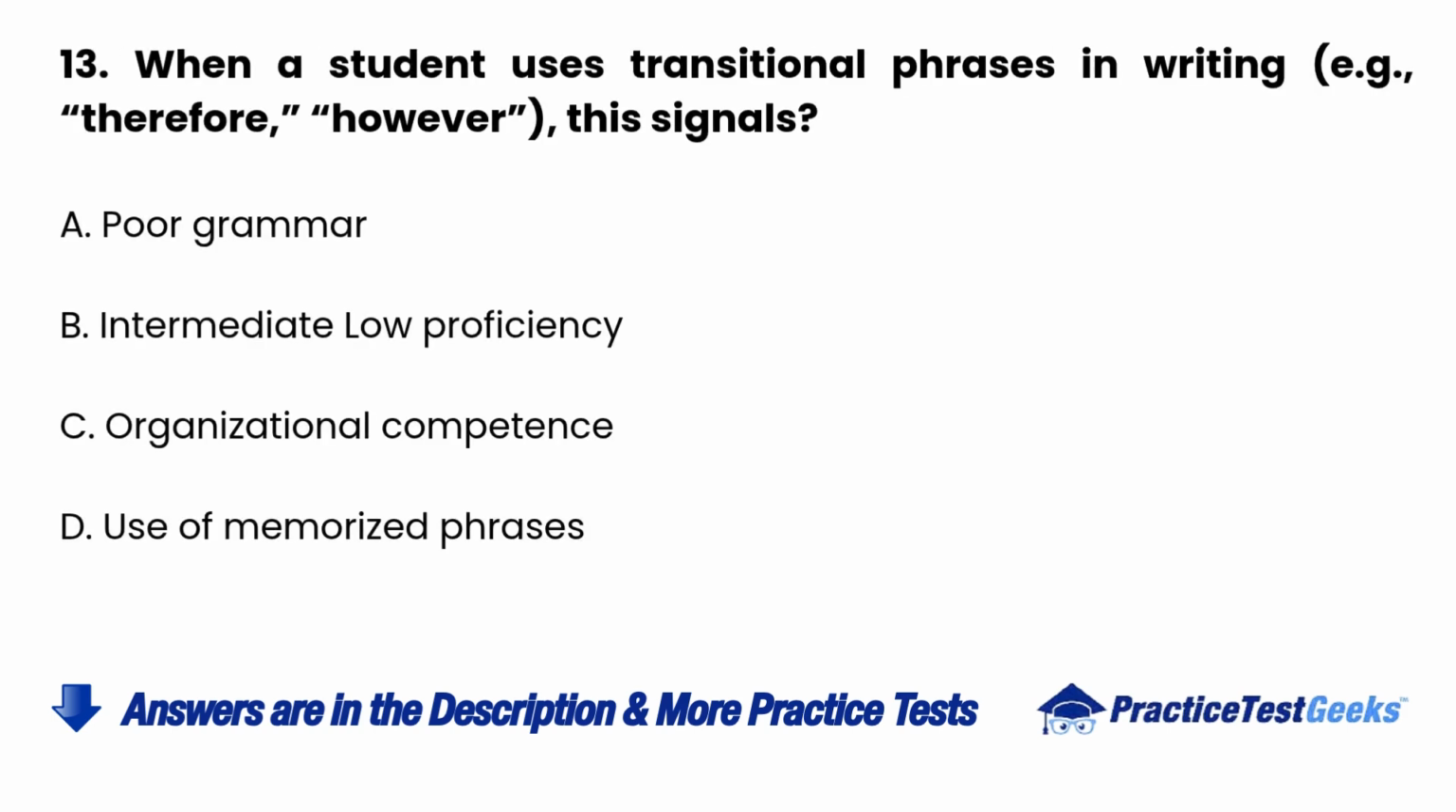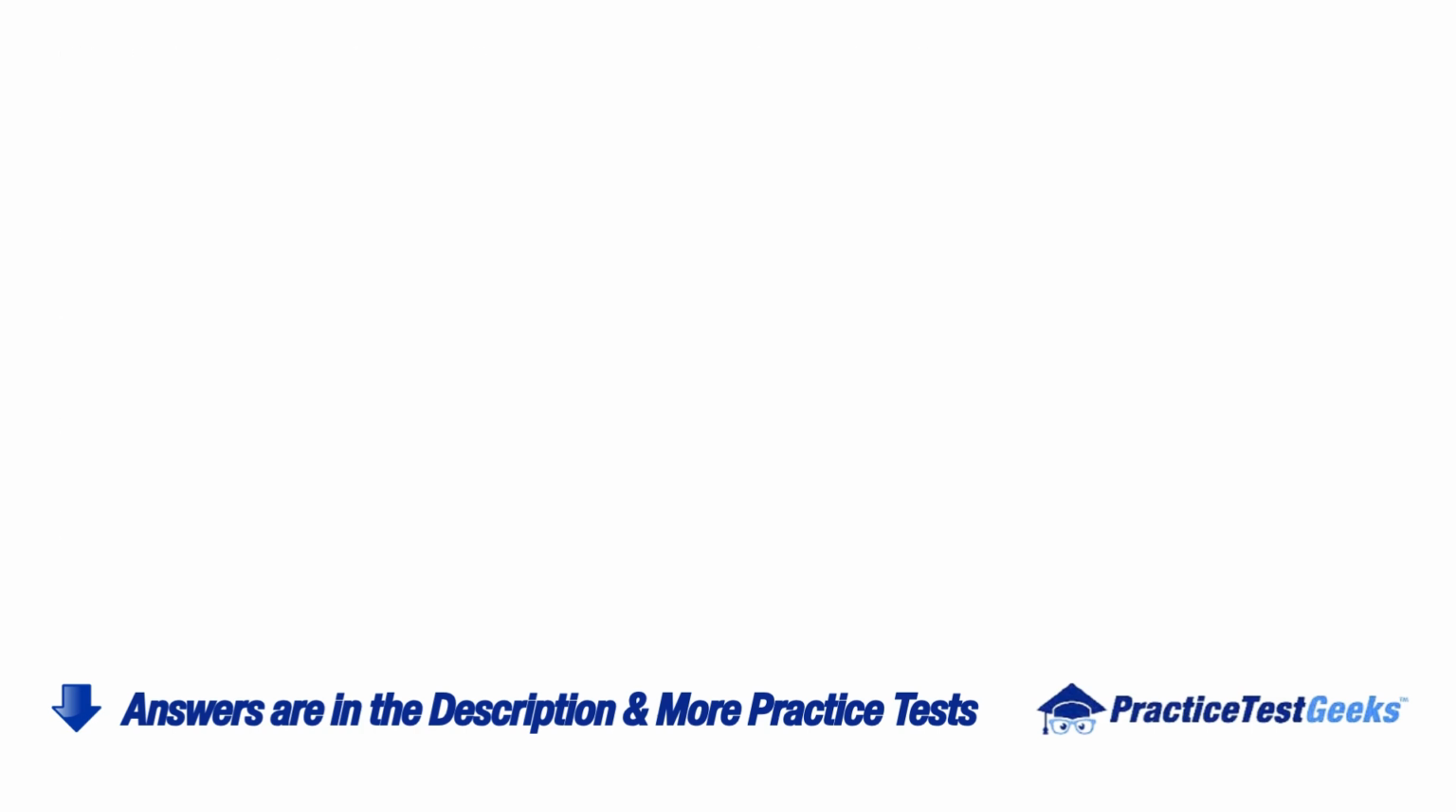13. When a student uses transitional phrases in writing, e.g., therefore, however, this signals A. Poor grammar. B. Intermediate low proficiency. C. Organizational competence. D. Use of memorized phrases.